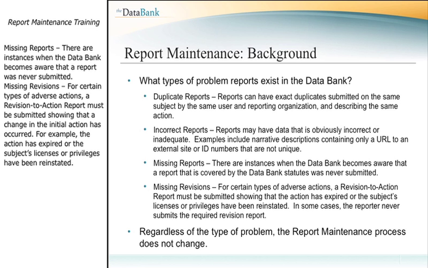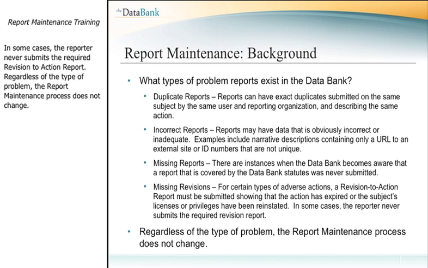Missing reports. There are instances when the DataBank becomes aware that a report was never submitted. Missing revisions. For certain types of adverse actions, a revision to action report must be submitted showing that a change in the initial action has occurred. For example, the action has expired or the subject's licenses or privileges have been reinstated. In some cases, the reporter never submits the required revision to action report. Regardless of the type of problem, the report maintenance process does not change.